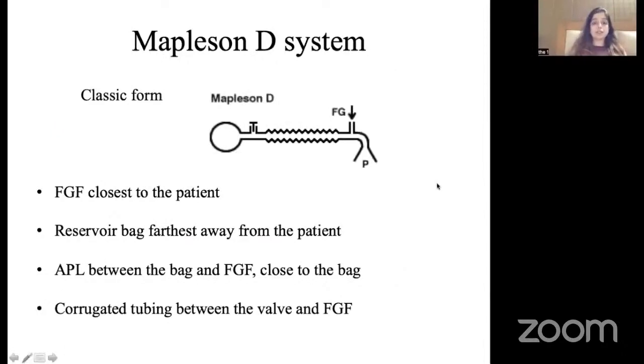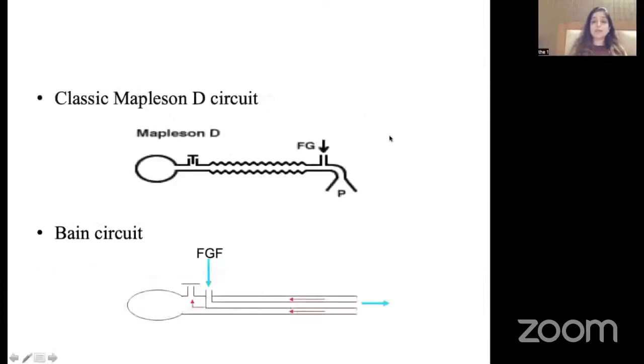Now the Mapleson D system, the classic form. The fresh gas flow is closest to the patient, while the reservoir bag is far away from the patient. The APL valve is between the bag and the fresh gas flow, but it is close to the bag, and there is a corrugated tubing between the valve and the fresh gas flow.